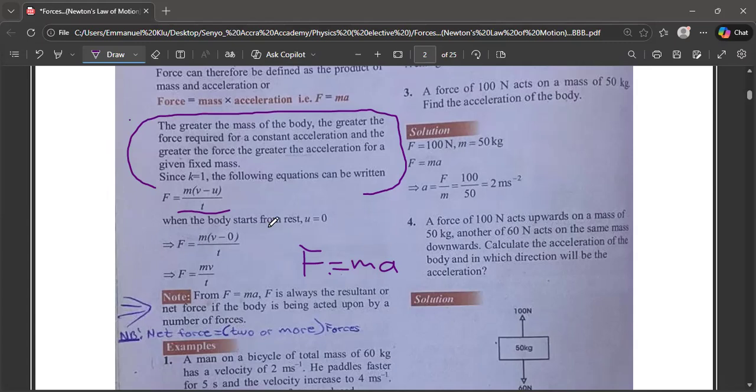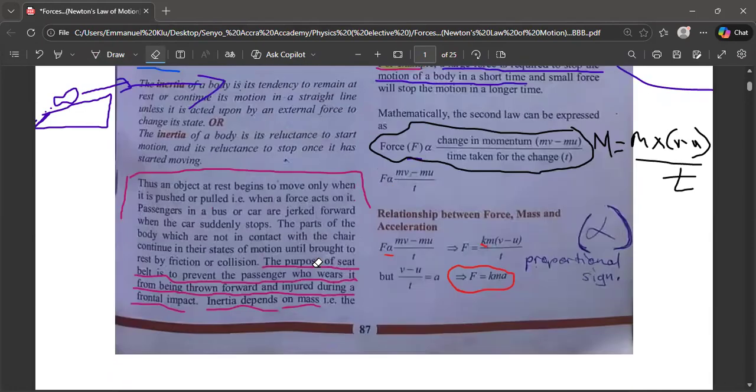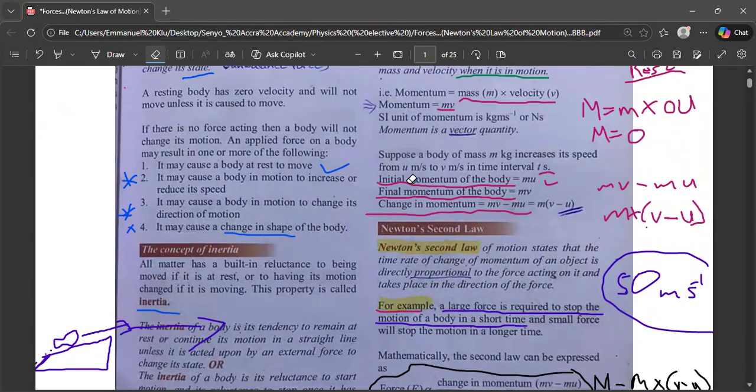And when the body starts from rest, it means that u is equal to 0. So if you put u equal to 0, your final formula is going to be F equals mv over t. That is, mass times velocity over time. So it's just final momentum over time. Do you believe final momentum over time? We said it over here.